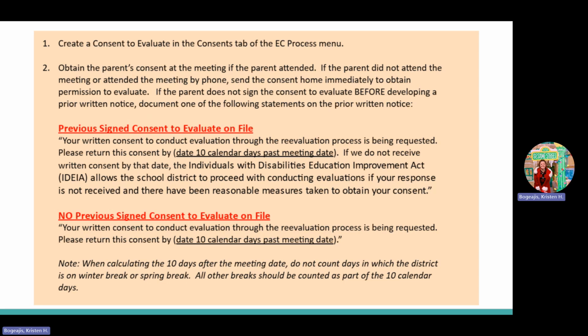No previous signed consent to evaluate on file. So that prior circumstance is only if we have on file in the past permission to evaluate. So if we have consent in the past. If we do not have consent, you would write your written consent to conduct evaluations through the reevaluation process is being requested. Please return this consent by a date that is 10 calendar days out from the meeting.